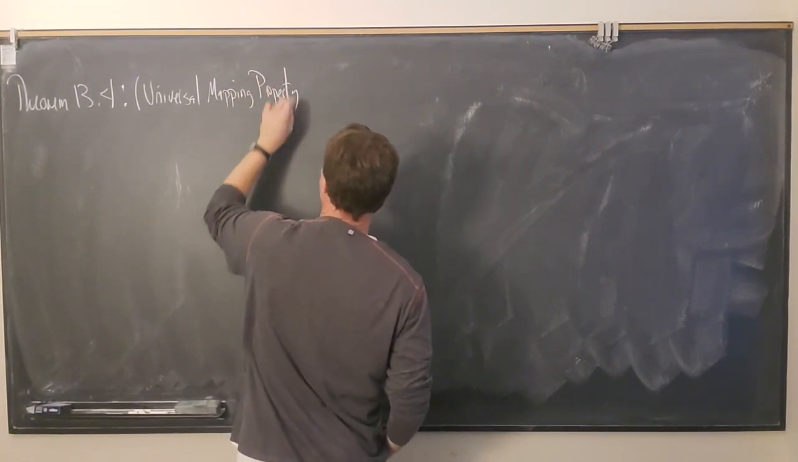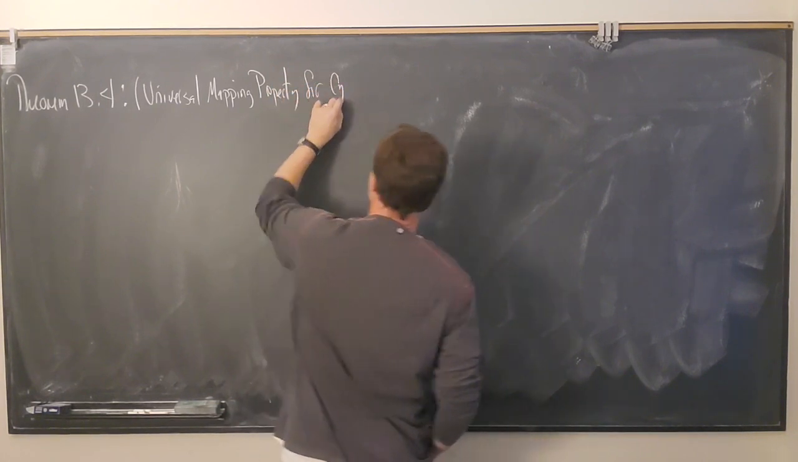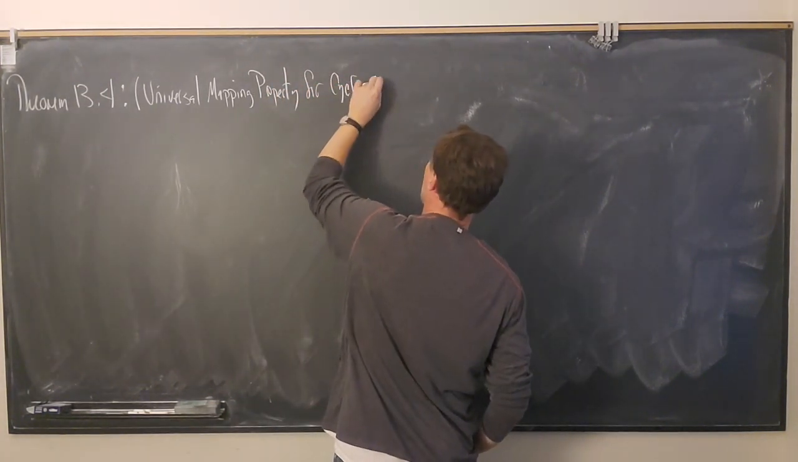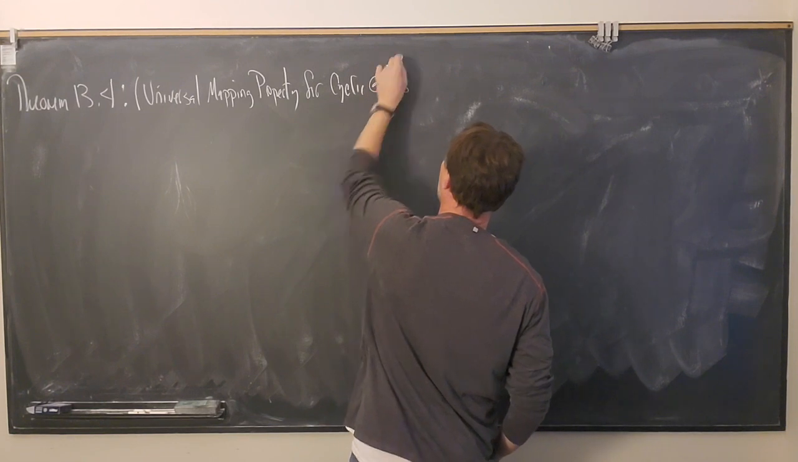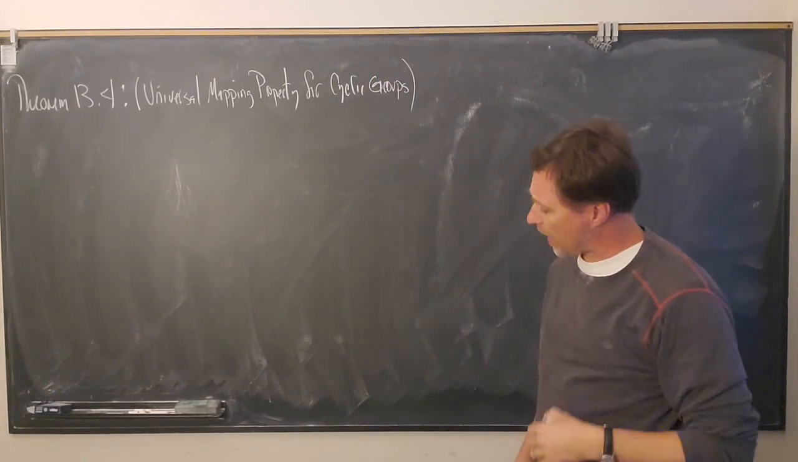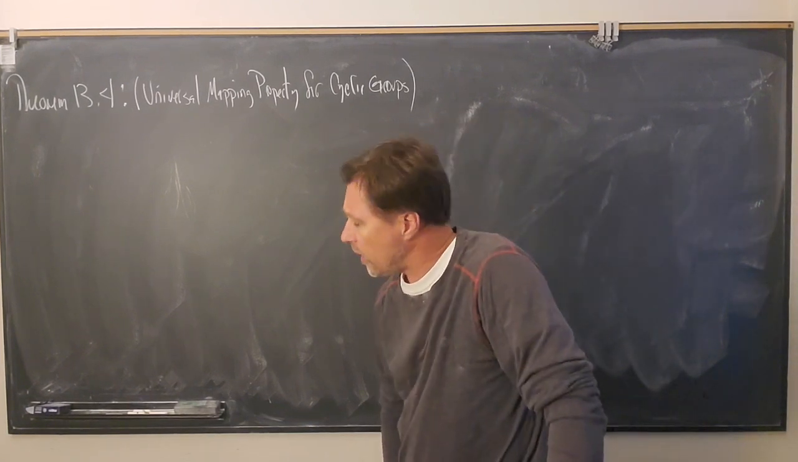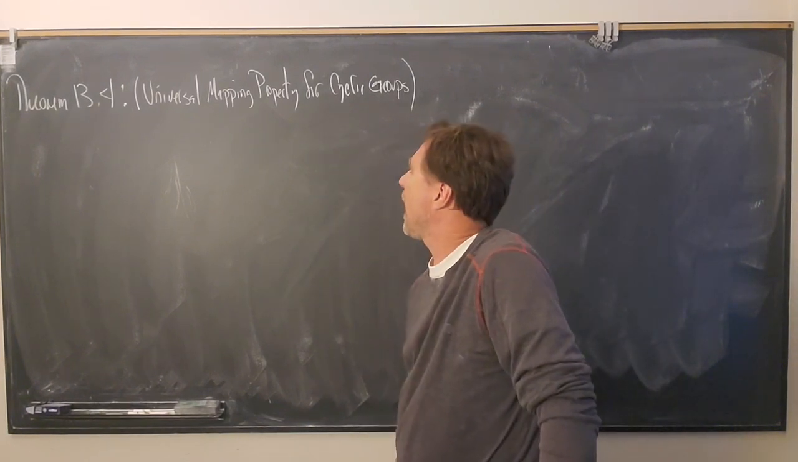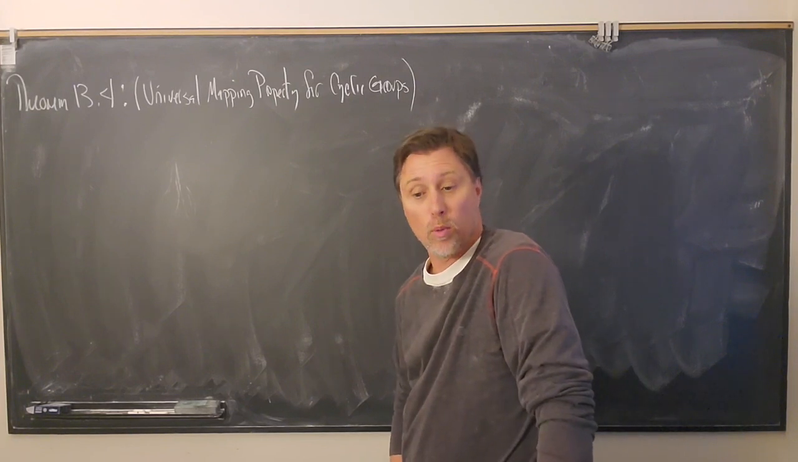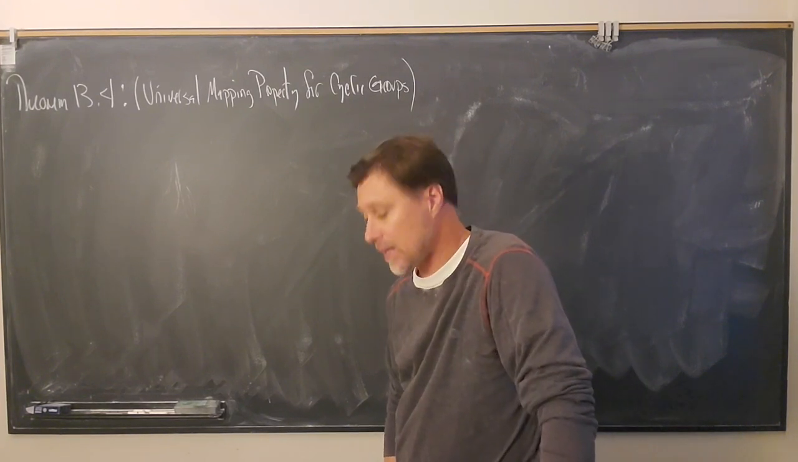Property for cyclic groups. So what this is going to do, and universal mapping properties, we'll see these in other situations, is tell us how to come up with homomorphisms when the domain is a cyclic group.